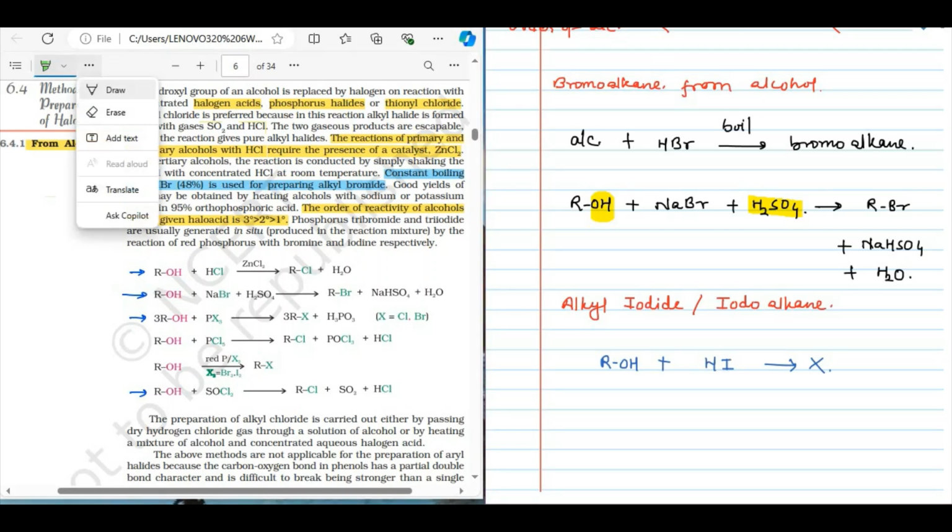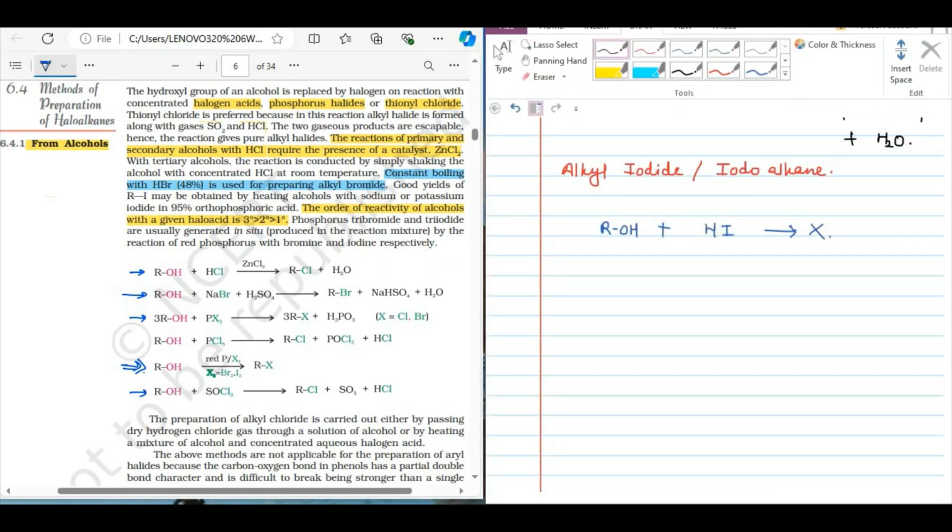So let's read from the book. Here it is given. This is the reaction for the preparation of alkyl iodide. To prepare alkyl iodide, you have to heat alcohol with red phosphorus and with iodine. In that case, you will get alkyl iodide. And let's write the reaction.